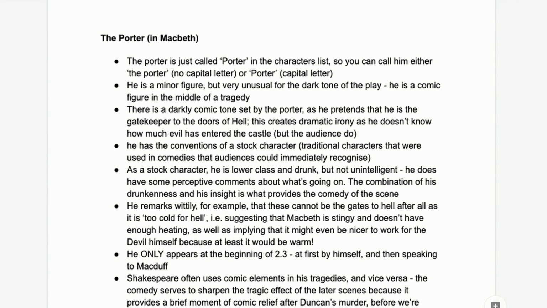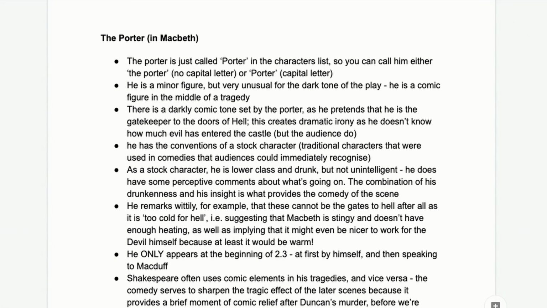I'm going to call him the porter because for some reason that's what my brain's calling him. He's a minor figure, so he's very, very small, as I mentioned before. And he's very unusual for the dark tone of the play. Generally, the tone is very moody, and it's about good and evil, God and the devil, and the right way to organize the world versus the wrong way when humans twist it and manipulate it for their own selfish purposes. So it's got these really dark, important, deep themes about humanity.